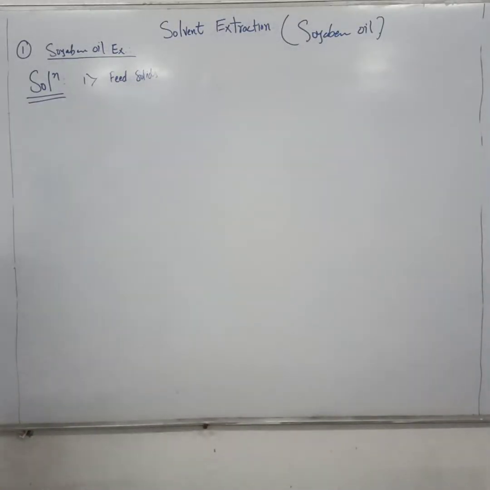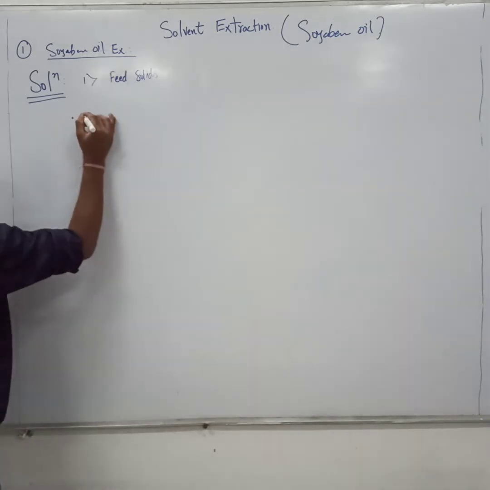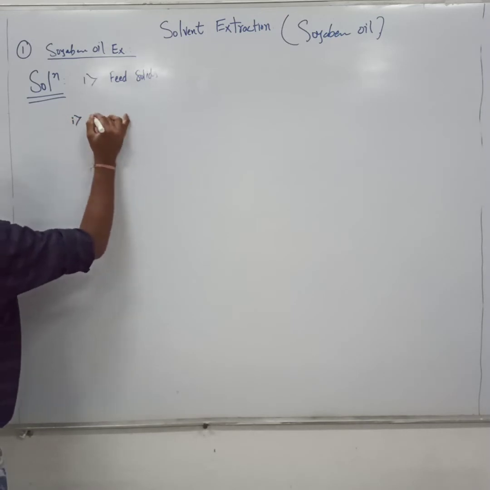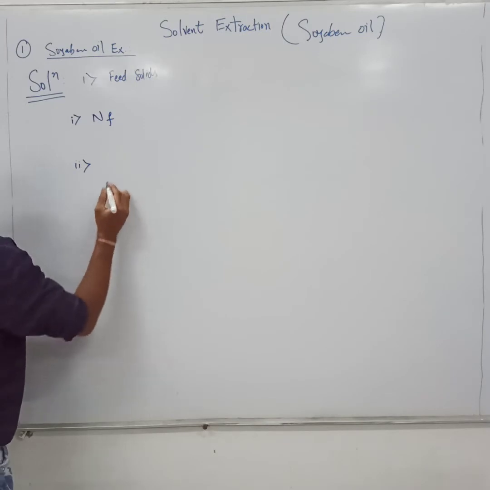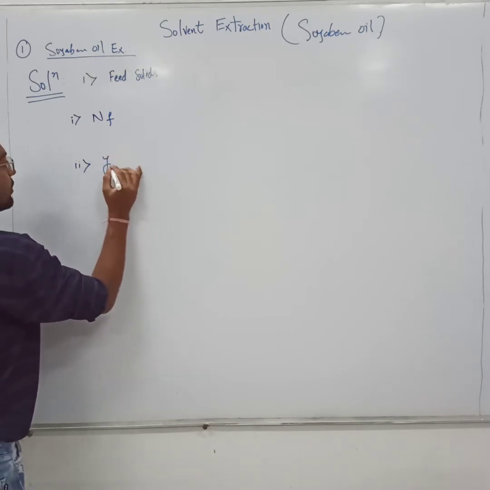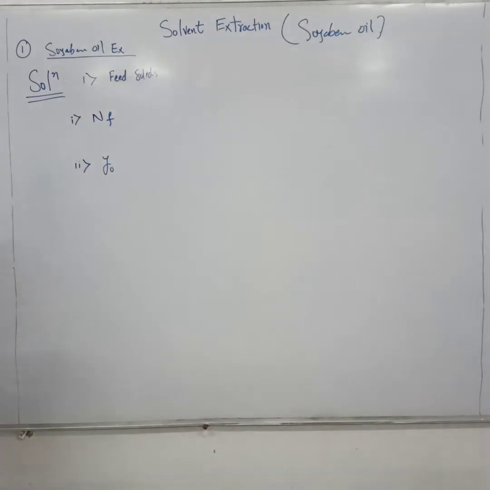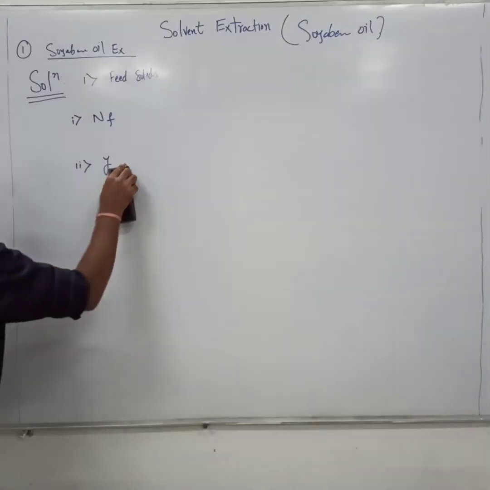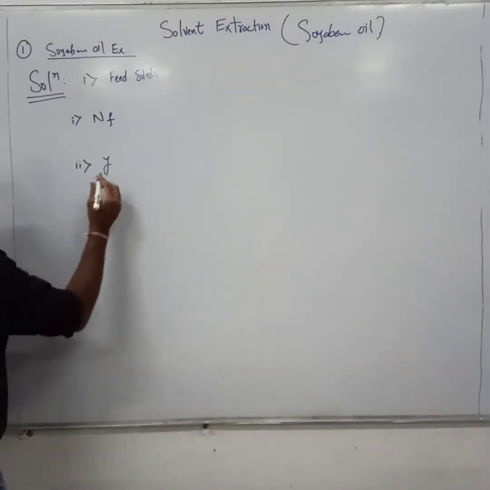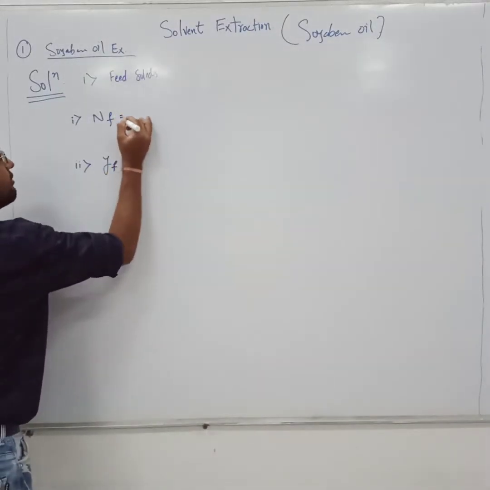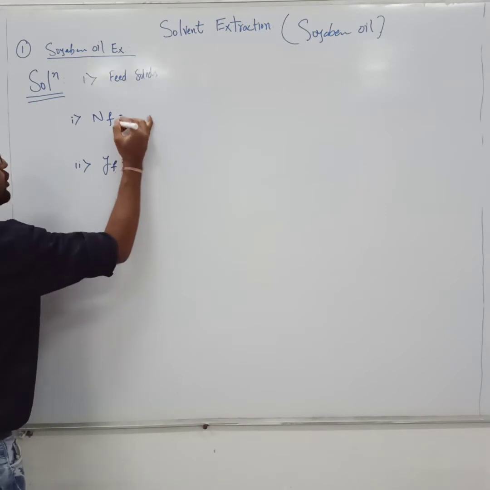So the first thing is our feed solid. We are focusing on feed solid. Here we are finding 2 different values. First thing is your capital NF and second thing is your YF. This F is used for your feed.